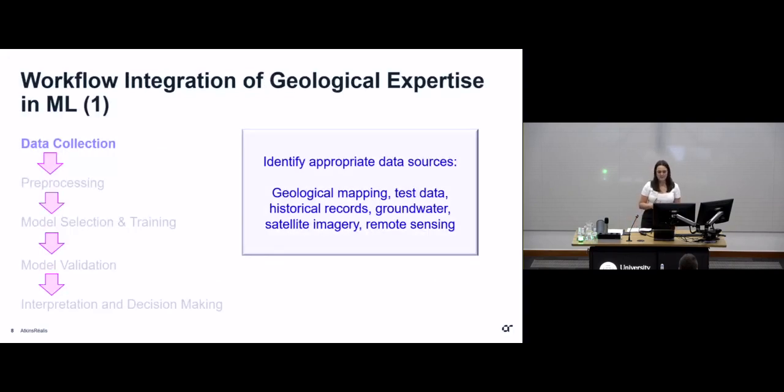So the first step, as a geologist, what is your role in terms of your geological expertise? You'd be identifying the most appropriate data sources: your geological mapping data, test data, historical records, satellite imagery, and using your knowledge to understand the high-level overview of important variables. That would be ensuring accuracy as well as being comprehensive. Some of the data might be labelled as well.